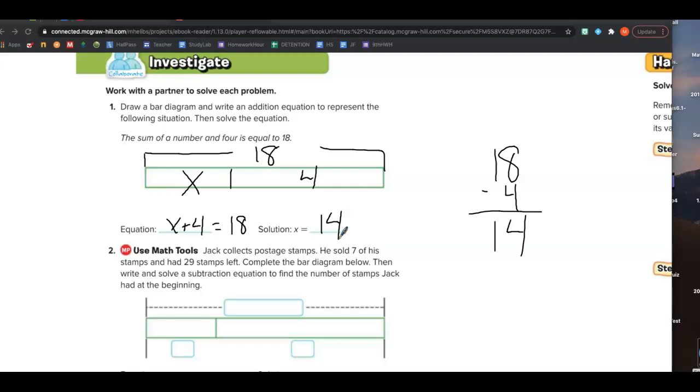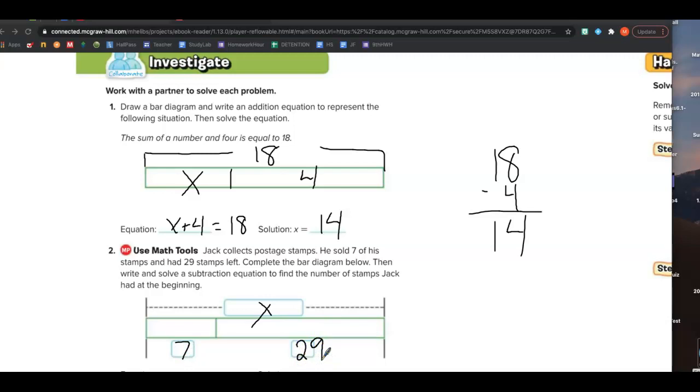Okay, the second one. Jack collects postage stamps. He sold 7 of the stamps and had 29 stamps left. Complete the bar diagram below. Then write and solve a subtraction equation to find the number of stamps that Jack had in the beginning. So how many total stamps did he start with? x. We don't know, right? So let's write x. Now, how many did he sell? 7. And then how many does he have left? 29.